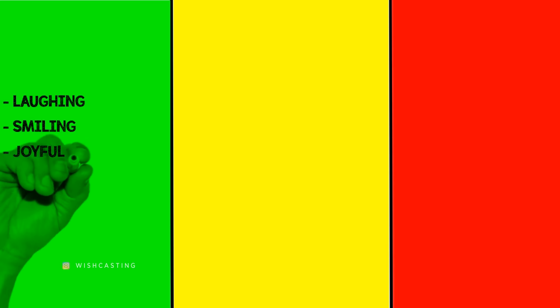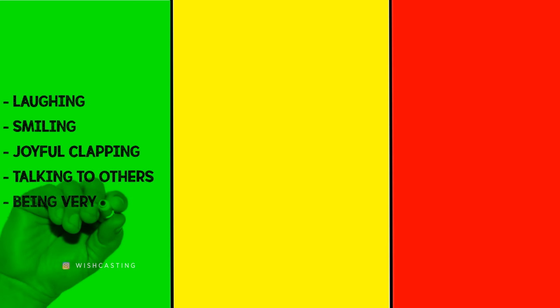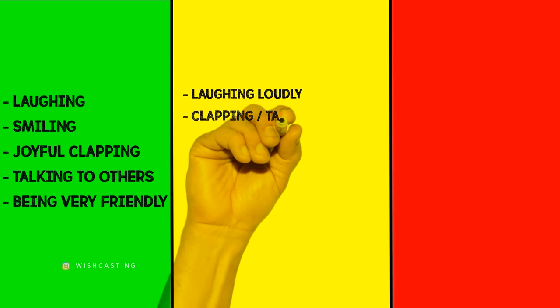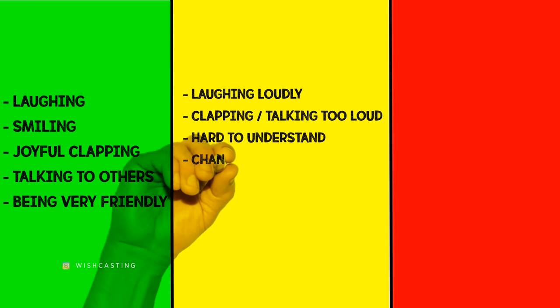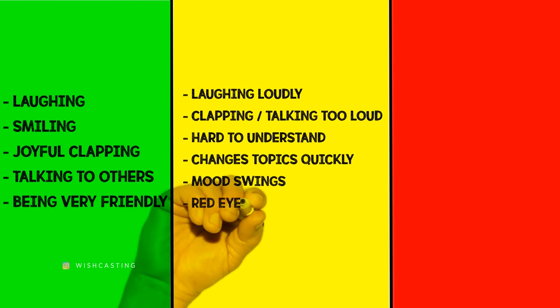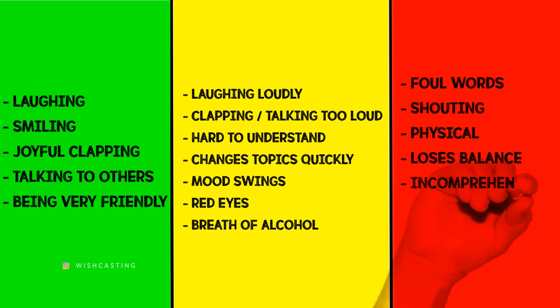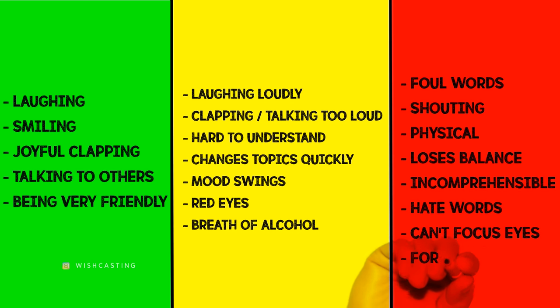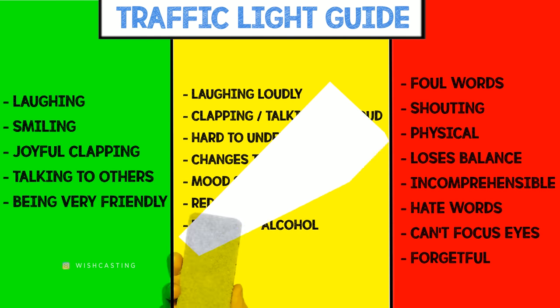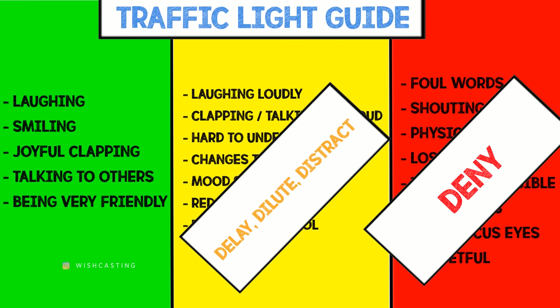The 4Ds method is used in conjunction with the traffic light guide. Three charts with three different colors to identify the passenger's level of intoxication. If the passenger is shouting foul words and smells like alcohol, he falls within the red chart. You must immediately deny alcohol. If a passenger is over-friendly with red eyes but stands okay, he's probably borderline between the green and yellow chart. You can delay and dilute drinks.